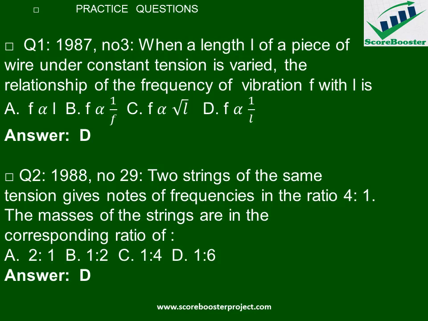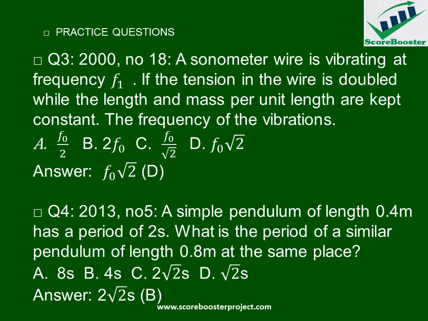Now, we have some questions for your own practice. The first question comes from 1987, number 3, while the second question comes from 1988, number 29. Then we have the third question from 2000, number 18, and the fourth question from 2013, number 5, and the expected answer has been put there for you to try.